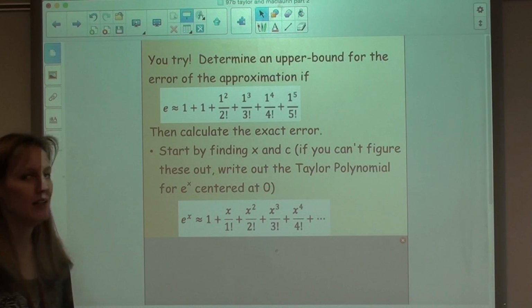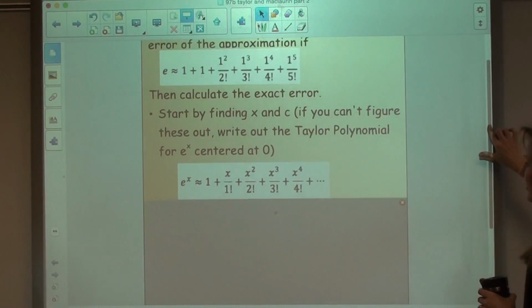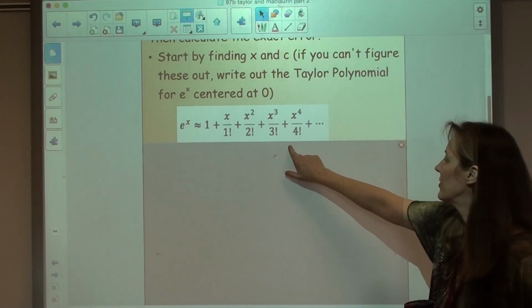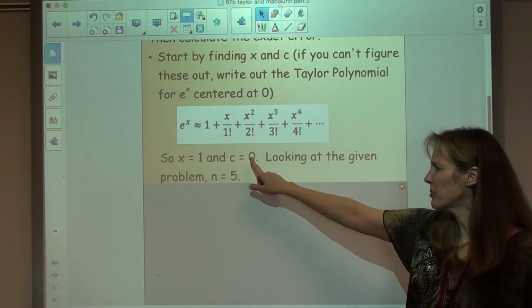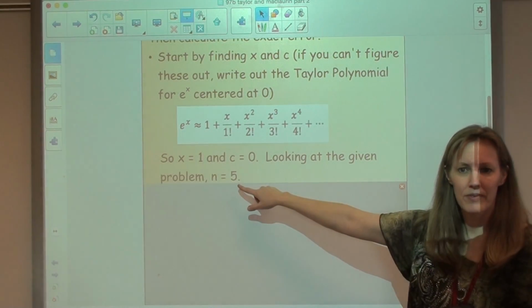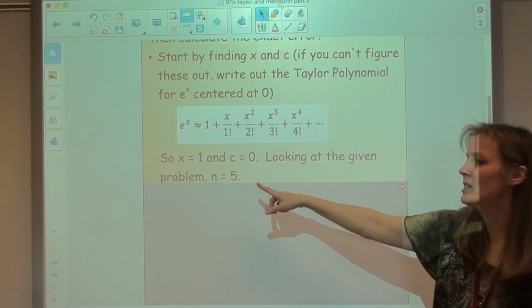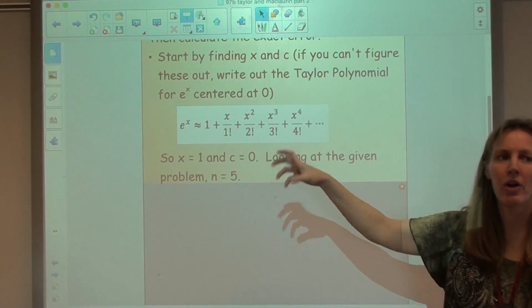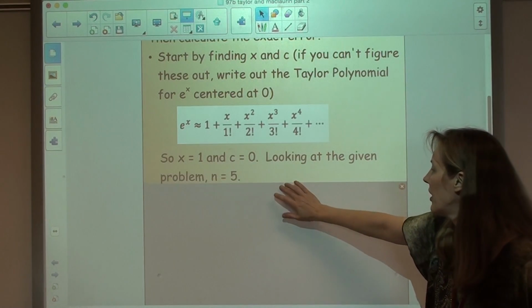All right, let's take a look and see how you did. Okay, so we all got x was 0, c was 1, and then to figure out n was 5. Now, remember, if your n is 5, you use n plus 1 all through the formula, so you're actually using 6, all the way through.